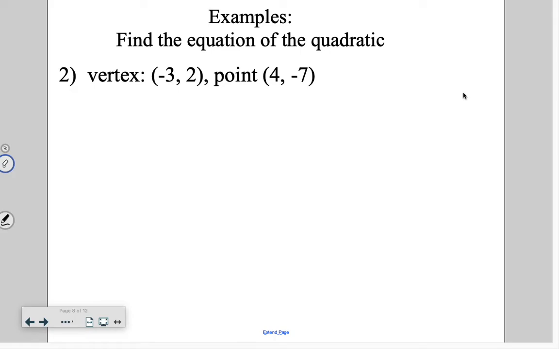So that problem, the last question that we just did, I gave you the equation and asked you to find the important features of the graph. This one we're doing the exact opposite. I'm giving you some features of the graph and asking you to find the equation that fits this.